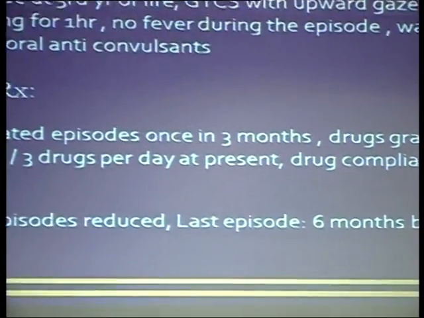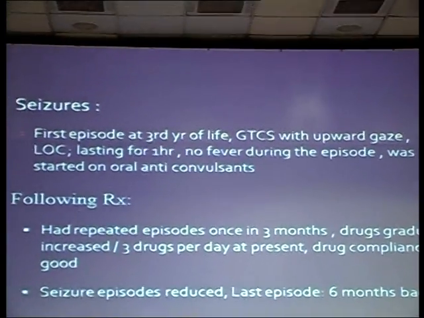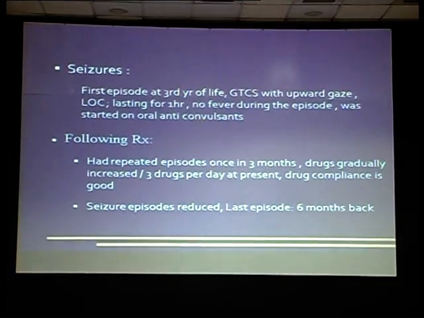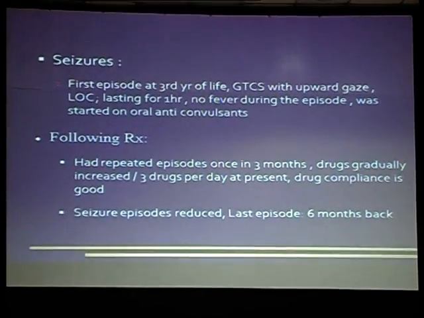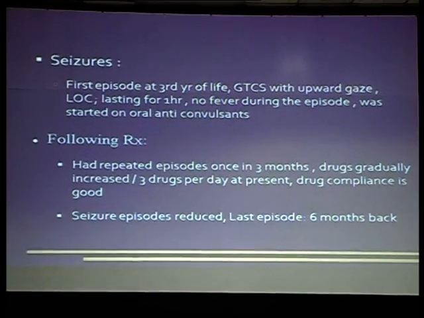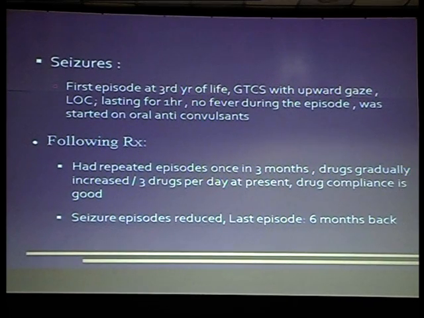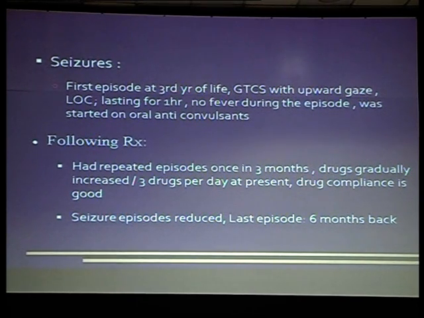Seizures. The first episode of seizures was in the 3rd year of life, which was a GTCS with upward gaze and LOC, which lasted for 1 hour. It was not associated with any fever during the episode, and she was started on oral anticonvulsants. Following treatment, the child continued to have repeated episodes once in every 3 months, for which the drugs were gradually increased, and now at present the child is taking 3 drugs per day, 1 in the morning, 1 at night, and the drug compliance is good. The seizure episodes have relatively reduced. The last episode of seizure was 6 months back.